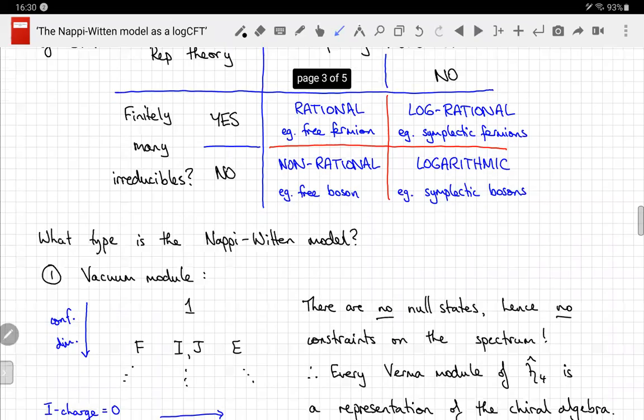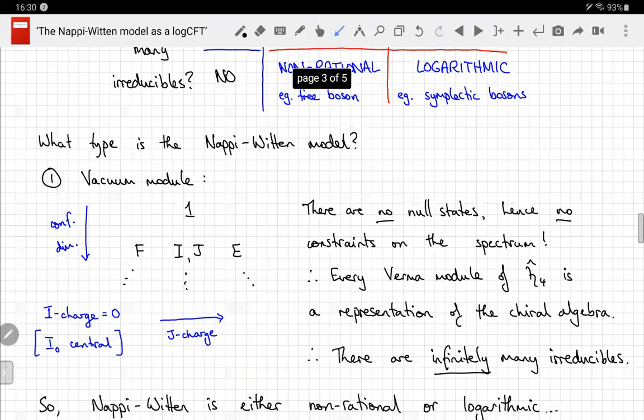I just asked the question, what type is the Nappi-Witten model?